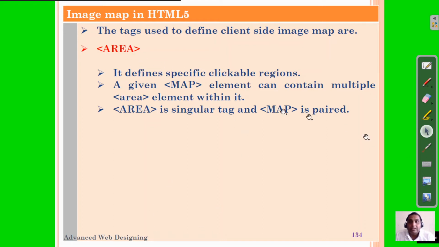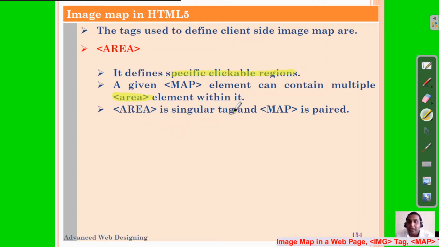Area defines specific clickable regions. A given map element can contain multiple area elements. In map, you can have multiple area elements. That means multiple area tags. You can have as many area tags in a map tag.